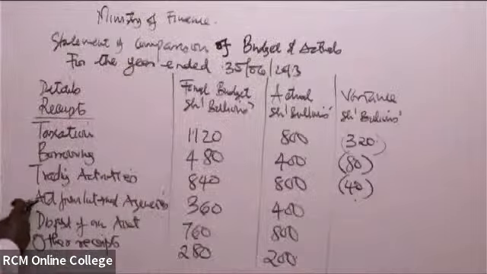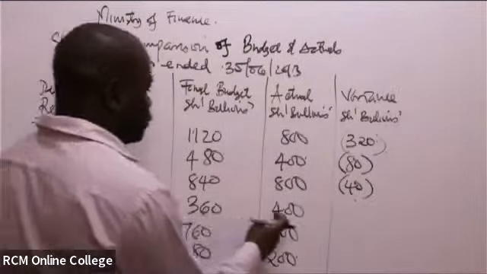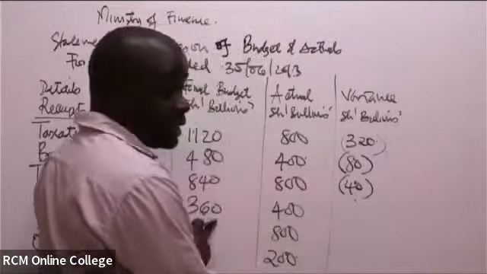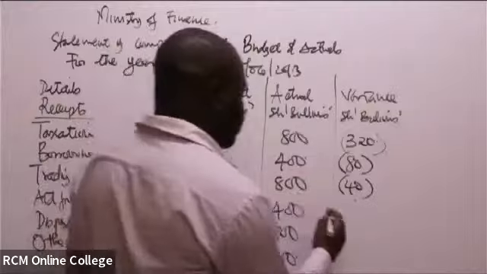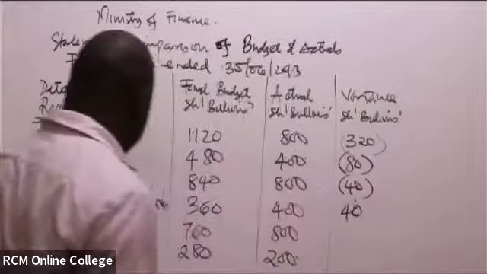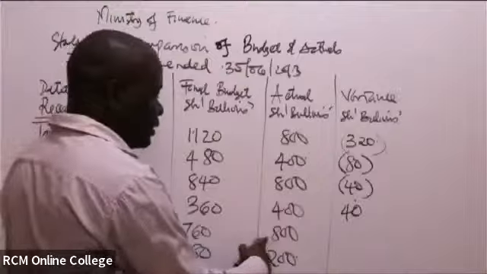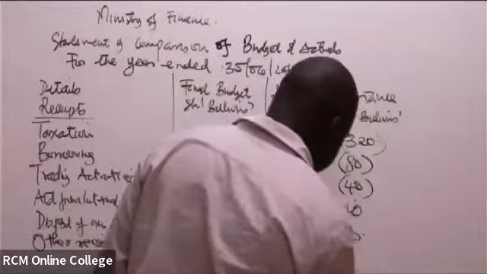Then aid from internal agencies. They were anticipating they get 360, but they got 400. There's a difference of 40. That is favorable to them, because they got more, so it will be positive. Disposal of an asset, they were anticipating 760, but they got 800. They got 40 extra. That was in their favor.